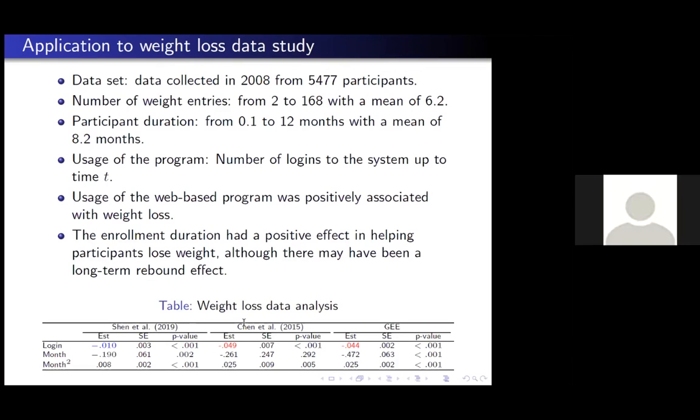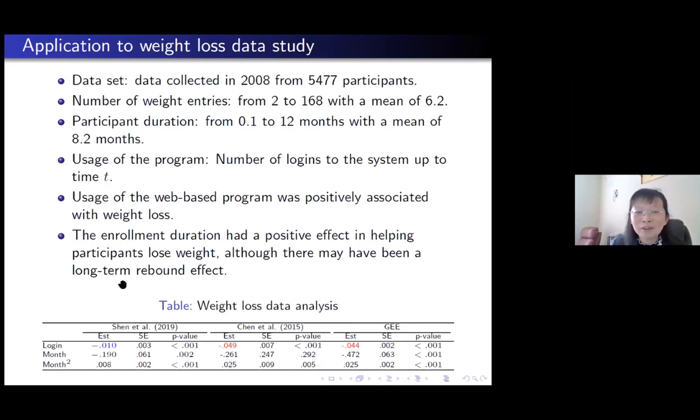Jing, sorry, quick question about the number of logins variable. Is it cumulative? So up until the time of that weight measurement, the cumulative number of logins to that point? Right, exactly right. It's a cumulative number of logins up to the time of the weight entry. Yeah, okay. Yes.